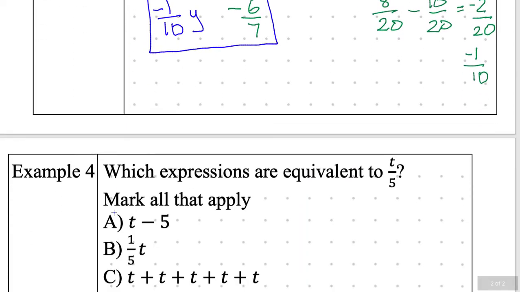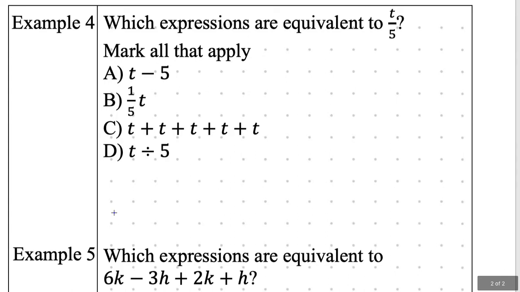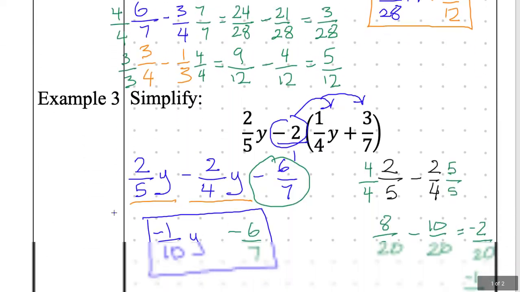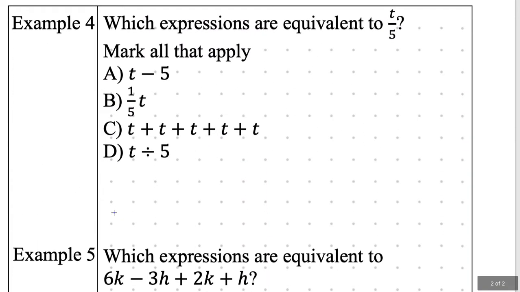We're on the back side now. So this is the second homework assignment. Examples 1, 2, and 3 are from the first one. This is the second one now, finding equivalent expressions. So I need to find expressions that are equivalent to t divided by 5 and mark all possible answers that apply. That means I could have 2, 3, or even 4 possible answers. Or maybe it is 1. We'll see.